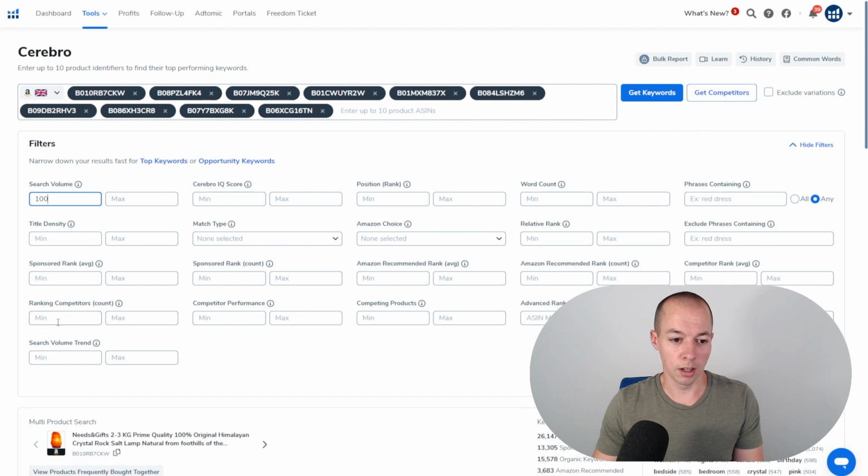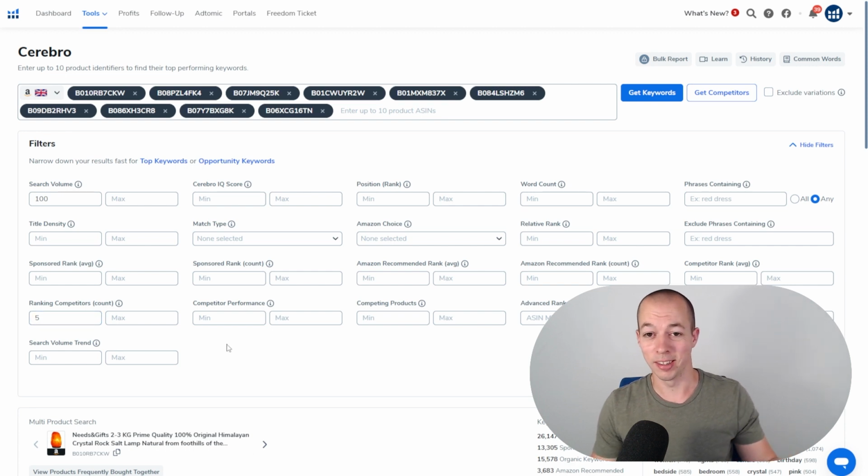The next thing I want to do is to look at this here, the ranking competitors count. So we're analyzing 10 other products. So what I want to do is pull keywords that appear in at least 5 of those listings, because if a keyword appears in at least 5 of those listings, it's a good chance it is a very good keyword that you want to use. And the only other filter I'm going to apply at the moment is the word count. I want keywords with at least 2 words in it, because otherwise you'll get search results for individual keywords which are far too competitive to compete against and often irrelevant as well. So a minimum of 2 words in the keyword phrase.